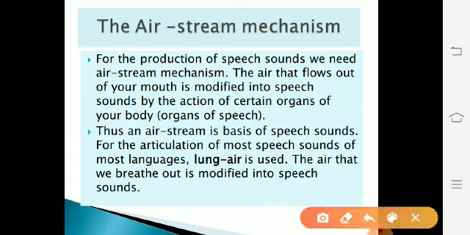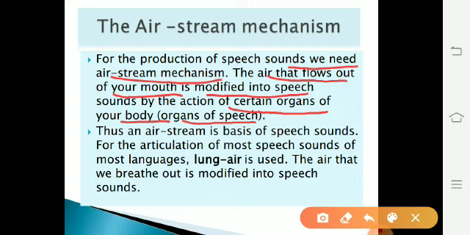For the production of speech sounds, we need airstream mechanism. Airstream is the basis of speech sounds. It can also be called moving current of air. The air that flows out of your mouth is modified into speech sounds by the action of certain organs of your body referred to as organs of speech. Thus, an airstream mechanism is the basis of speech sounds.